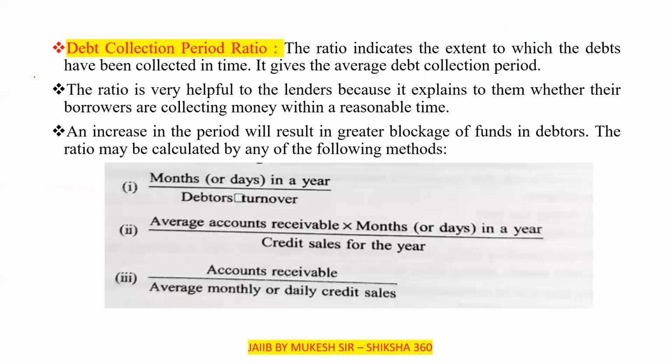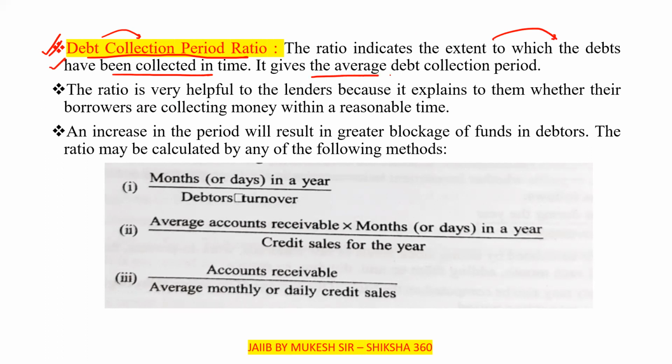Now let's move to the next one, the debt collection period ratio. That is, within how many days we are receiving our payment. The ratio indicates the extent to which the debts have been collected in time.